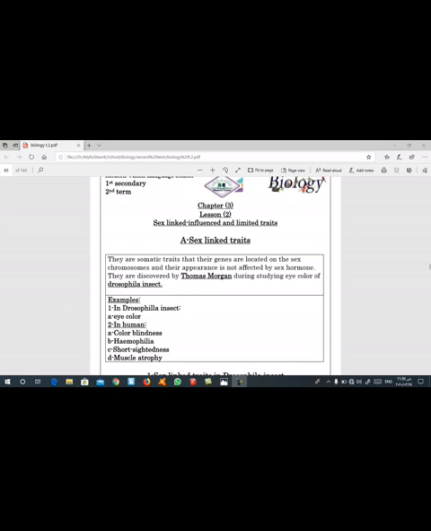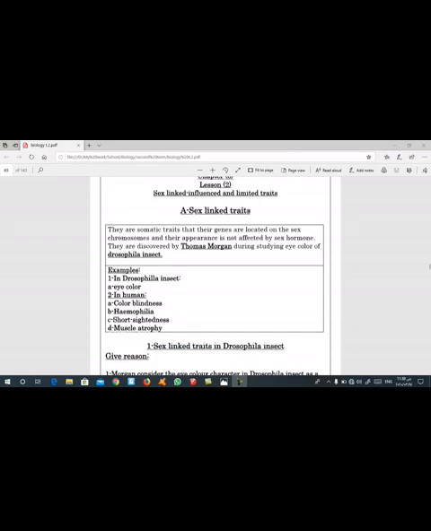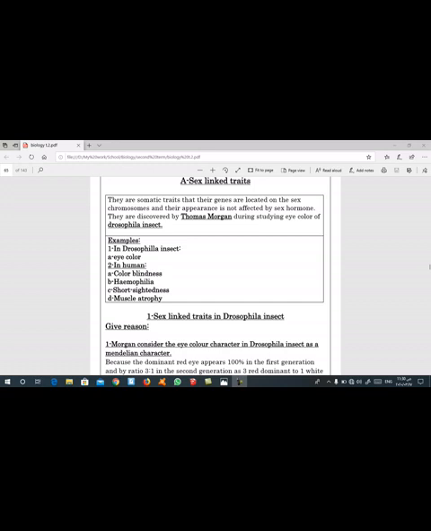Here we will start chapter 3 lesson 2, which is talking about the sex-linked, sex-influenced and sex-limited traits. The first topic is sex-linked traits, and the sex-linked traits are somatic traits. They are genes located on the sex chromosome. They are not related to sex, but they are somatic traits that are placed on the sex chromosome, so we name them sex-linked.